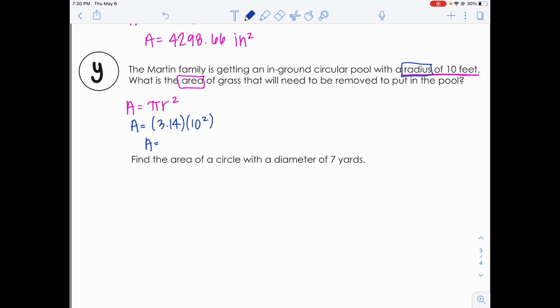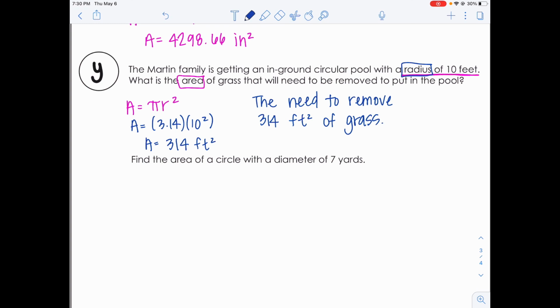Plugging it all into my calculator, 3.14 times 10 squared gives me 314. Needs a label, feet squared. Because this is a word problem, you would need a sentence. They need to remove 314 feet squared of grass.